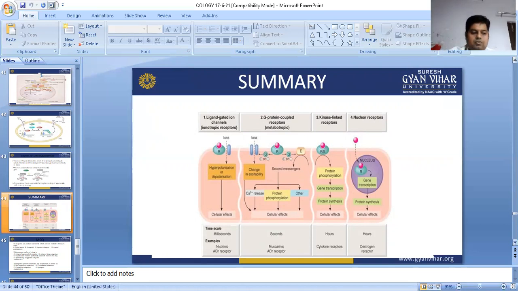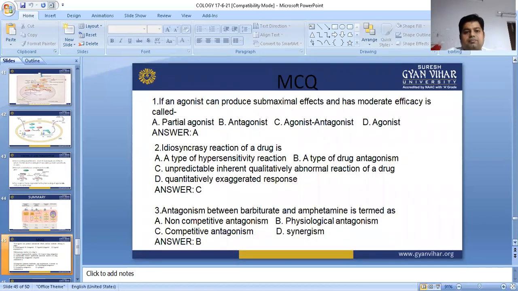Now we are going to see some multiple choice questions. If an agonist can produce a submaximal effect and has moderate efficacy, it is called a partial agonist. Partial agonist always gives a submaximal effect, and an antagonist when bound with the receptor does not produce response. Agonist always gives the response, not a submaximal response.